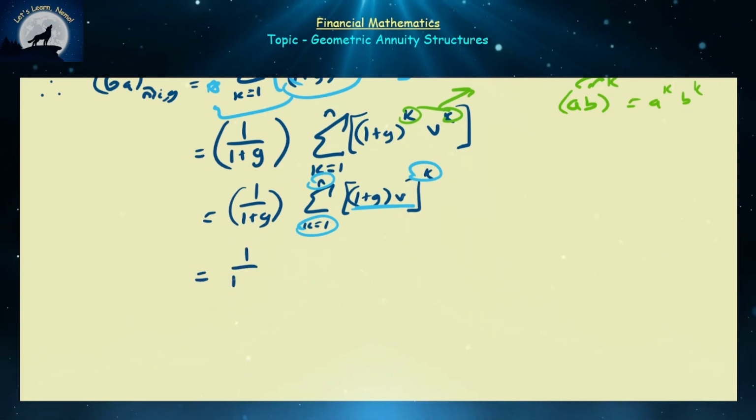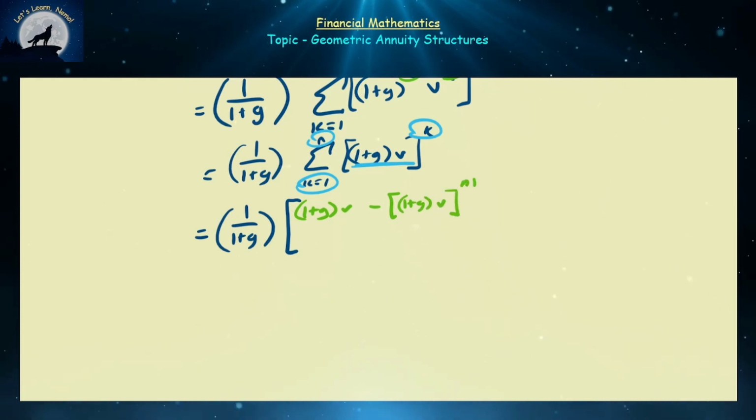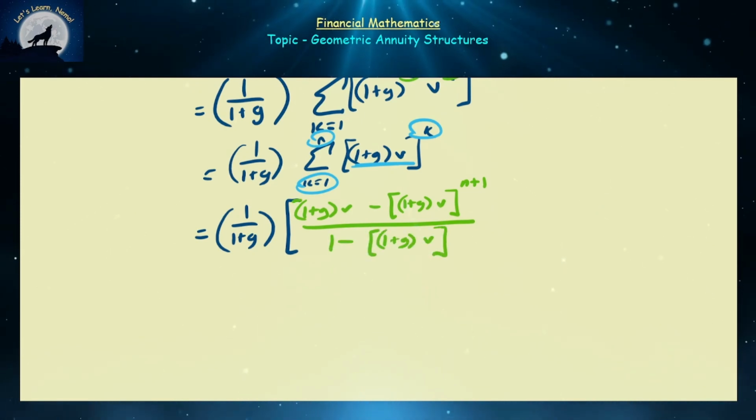So what is that going to be? You might want to pause this video and try this on your own if you're confident, but that's going to be equal to the following. So we're going to have (1 plus g nu), that's our number, minus (1 plus g nu) to the power of n plus 1, all over 1 minus (1 plus g nu). Right? Number minus number to the power of n plus 1 over 1 minus number. That's our typical formula for our finite geometric series.